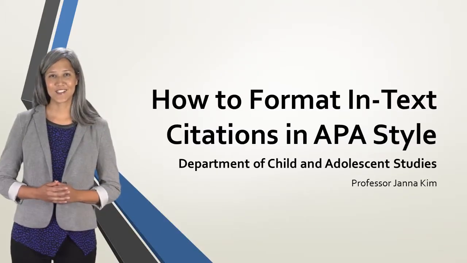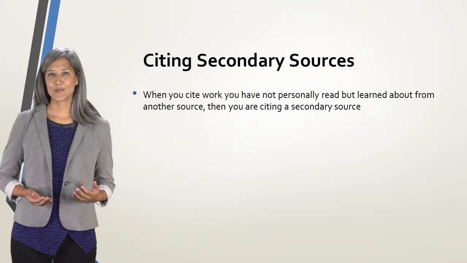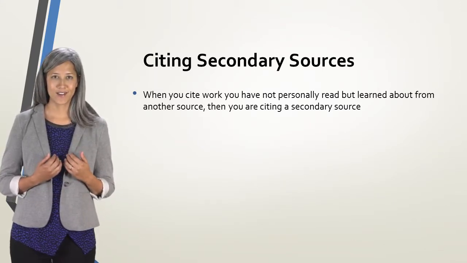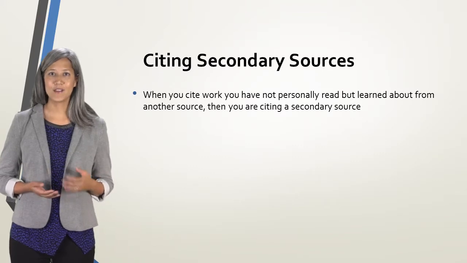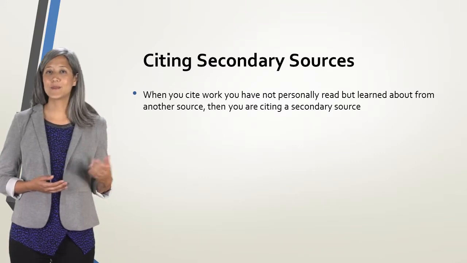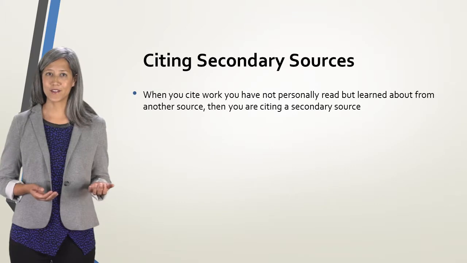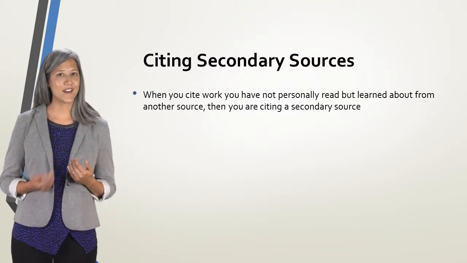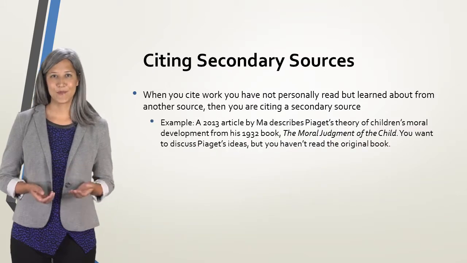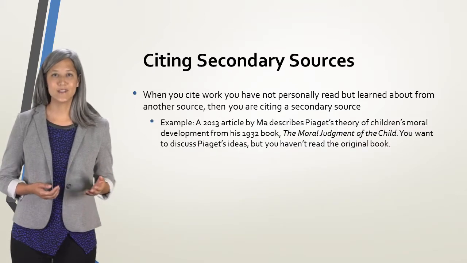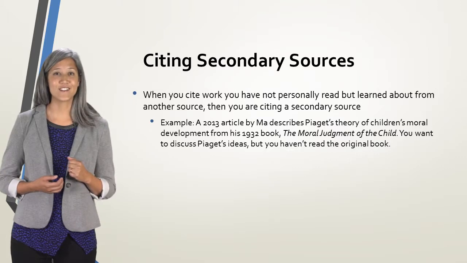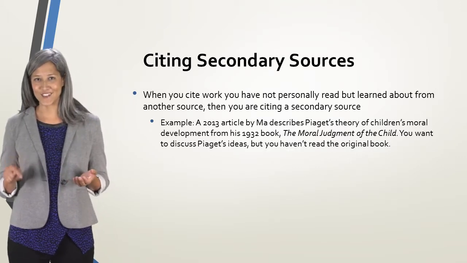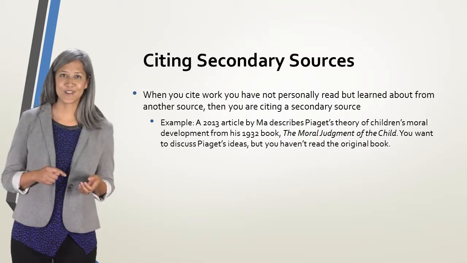Citing secondary sources. When we cite a source, we imply to the reader that we have personally read the source or work. Sometimes, however, we learn about an original source from someone else's work that was published afterward. We've read that subsequent work, but we haven't personally read the original work. For example, maybe you haven't read Piaget's original book from 1932 describing his theory of children's moral development, but you read an article published in 2013 that describes Piaget's work.